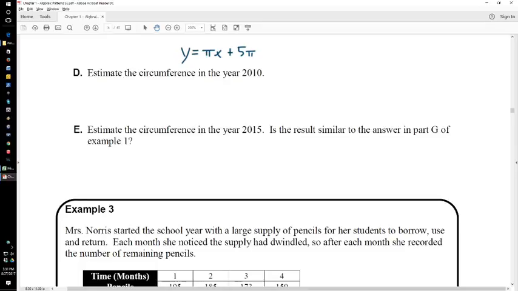These are the last two questions in example 2. And I gave you your formula, so we have something to go with. Just estimate the circumference in the year 2010.